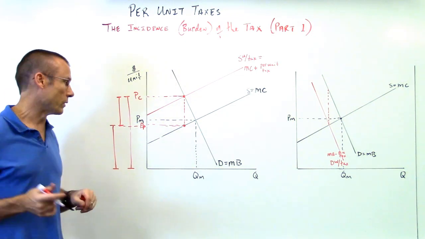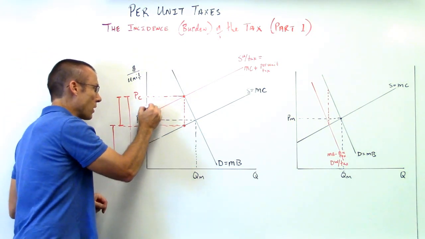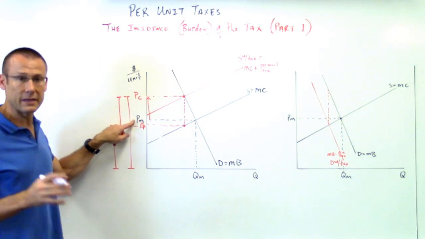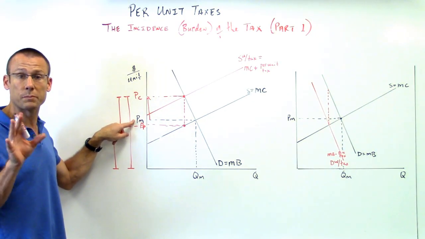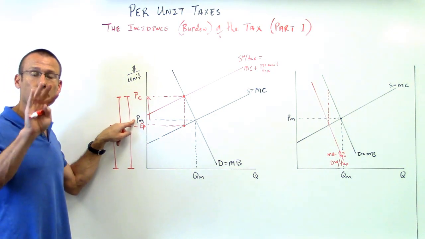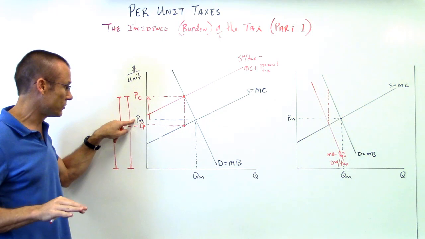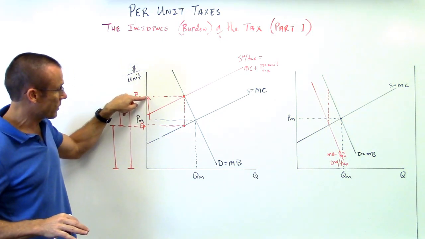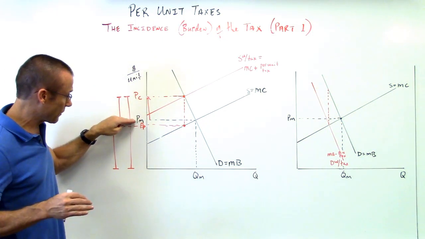So what is the situation here? The consumer's price, because I did mark PM originally, and PM was, of course, PC and PP, okay? PM equaled PC equaled PP pre-tax, prior to the tax. Price consumer went up considerably from what they were paying.